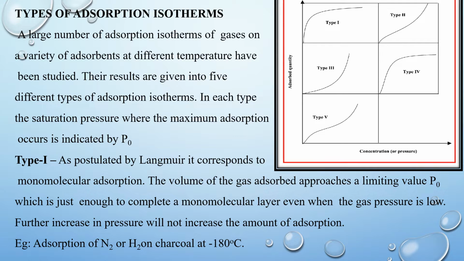Type 1, as postulated by Langmuir, corresponds to a monomolecular adsorption. The volume of the gas adsorbed approaches a limiting value, which is just enough to complete a monomolecular layer even when the gas pressure is low. Further increase in pressure will not increase the amount of adsorption. For example, adsorption of nitrogen or hydrogen on charcoal at 180 degrees centigrade.